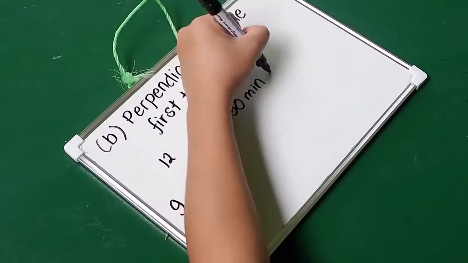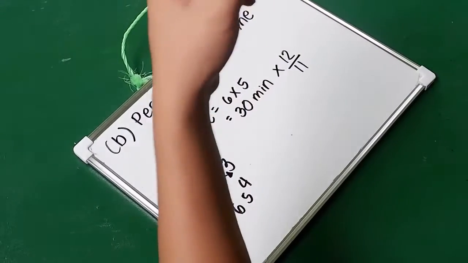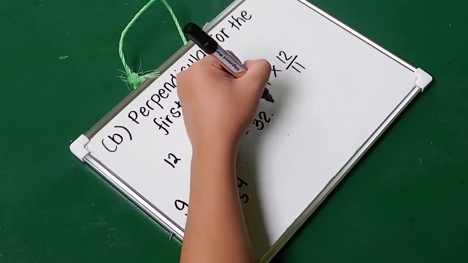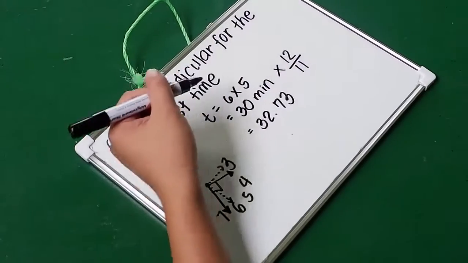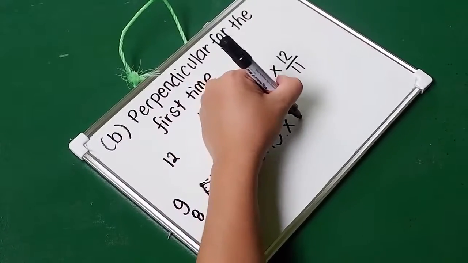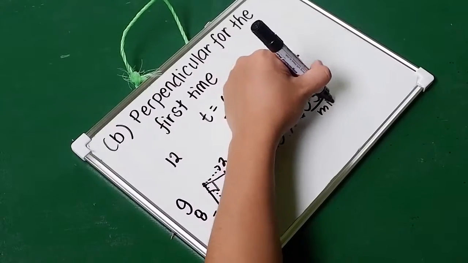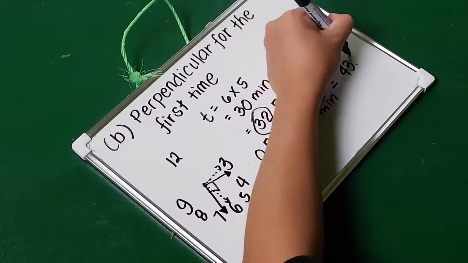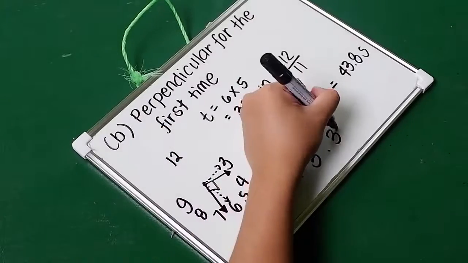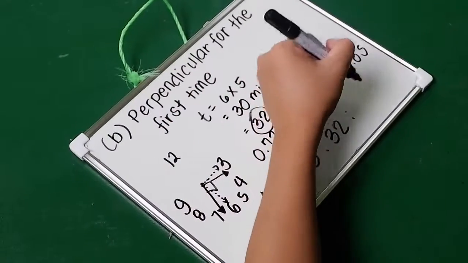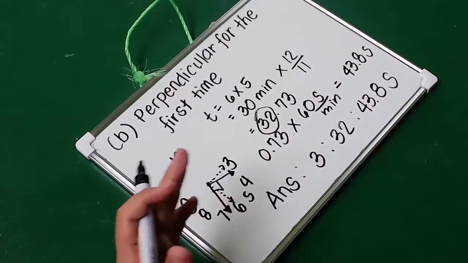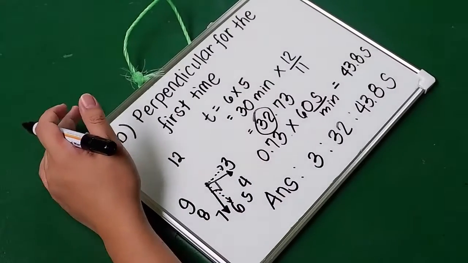And then multiply this by 12 over 11, which is the factor that we came up with a while ago in step number 2, and we get 32.73. And then lastly, we're going to remove or store the minute 32 and then multiply the remaining 0.73 by 60, as we have 60 seconds in 1 minute. The answer for this is 43.8 seconds. We're going to write the time, which is 3 hours, 32 minutes, and 43.8 seconds. So this is the time by which our minute hand and our hour hand are perpendicular for the first time after 3 o'clock.